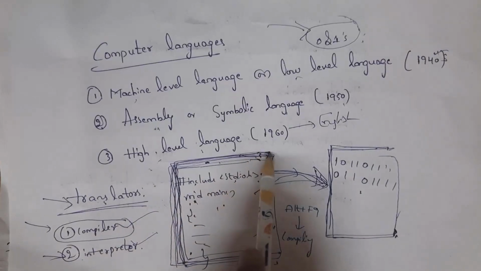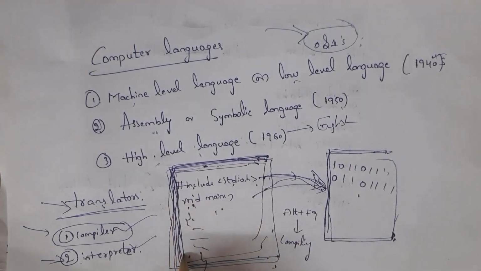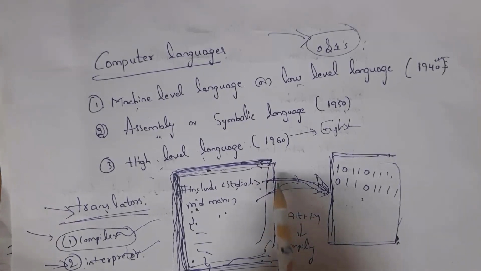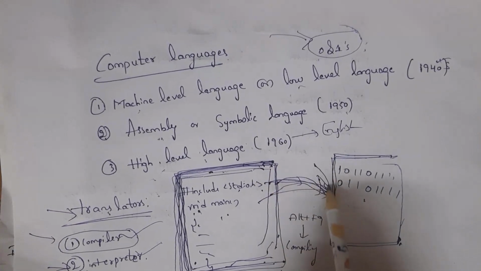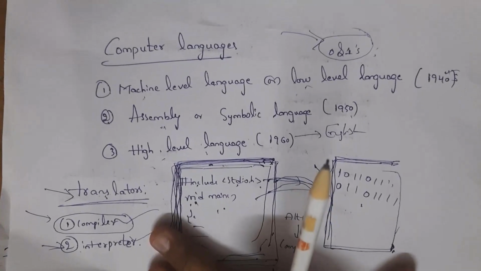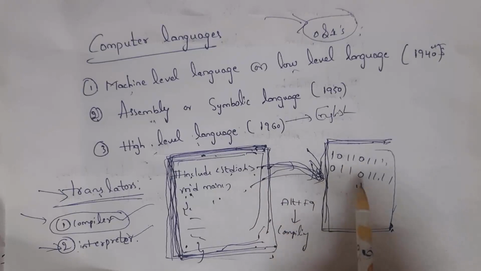The C program that I have written is in a high level language, that is, in English language. So the computer cannot understand this high level language. In order to convert this high level language into machine understandable language, that is, into low level language, we need a translator. The name itself says translator. That means it will translate high level language into low level language.